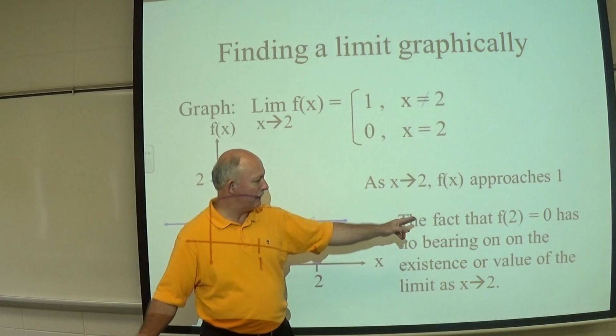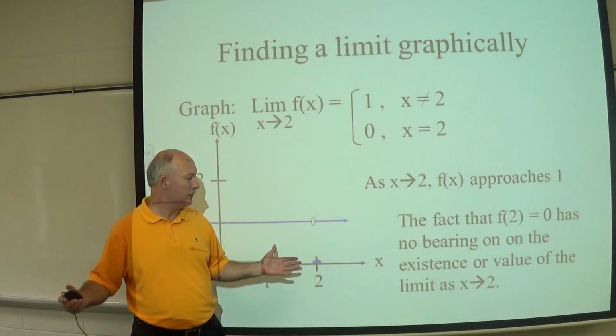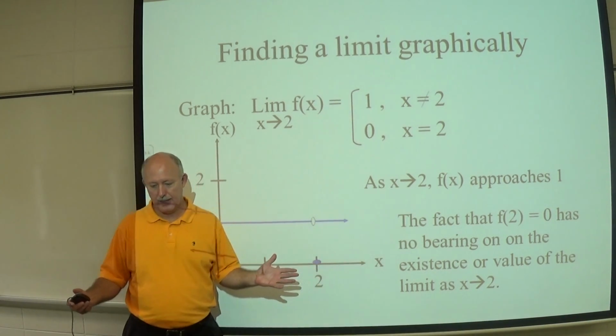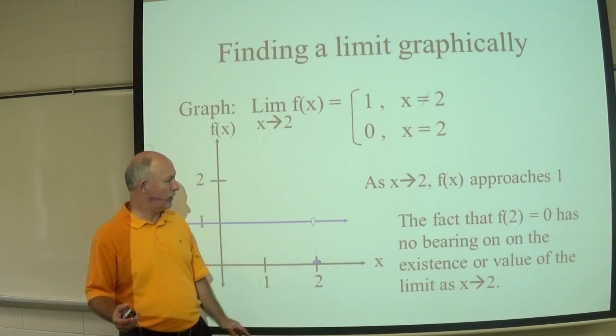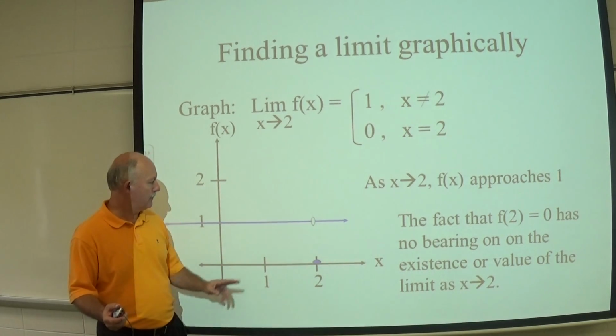So we say the fact that f of 2 is equal to 0 has no bearing on the existence or value of the limit as x approaches 2. So the limit in this particular function should be 1.